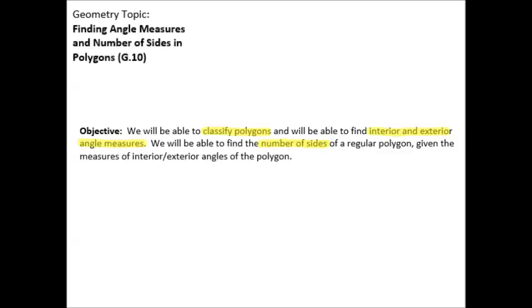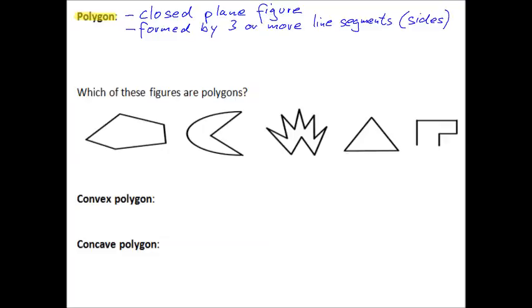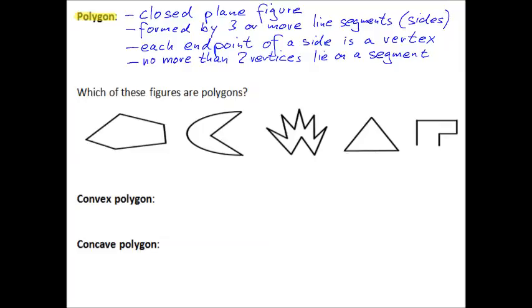In order to do that, we need to first talk about what is a polygon. A polygon is a closed plane figure. It is formed by 3 or more line segments, which we also call its sides. Each endpoint of a side is what we call a vertex, and no more than 2 vertices lie on a segment.